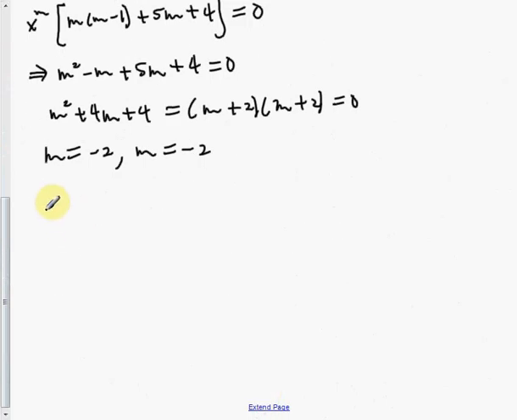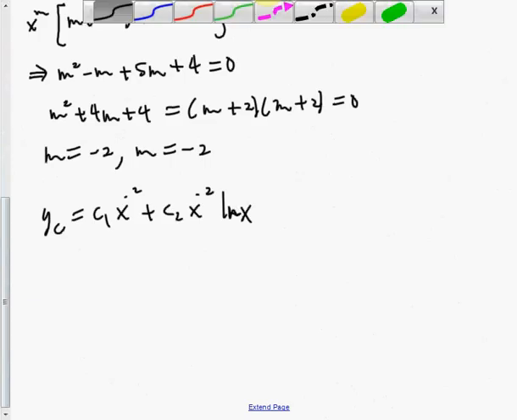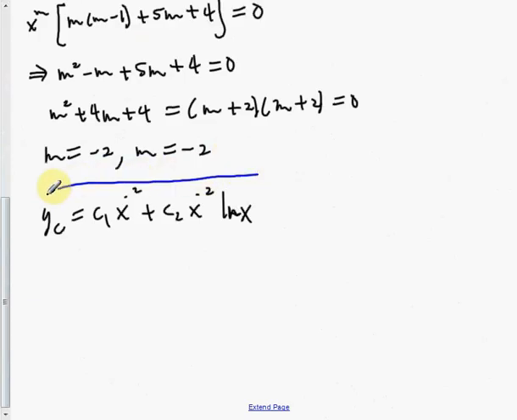So if that be the case, then y sub c is c sub 1 times x to the negative 2 plus c sub 2 times x to the negative 2 times the natural log of x. Any questions?